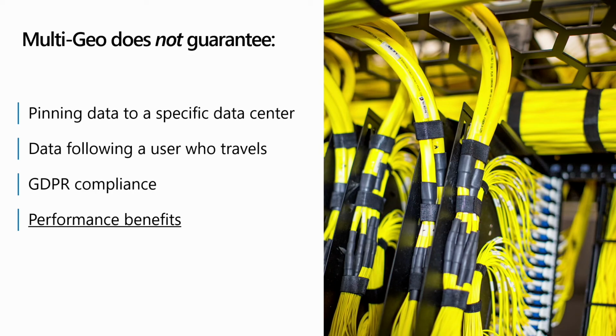The first one is pinning your data to a specific data center. We pin your data to a specific geo, so when you decide to put your data in the United States, that data is spread across multiple data centers within the United States geo. It's not pinned to a particular data center facility in that geo. Data will not follow a user who travels. So imagine a user leaves the United States and is traveling to Europe on a business visit. That data is not going to follow that user to Europe. The user will still connect into the nearest entry point of the Microsoft Global Network, but the data will continue to remain in the United States.